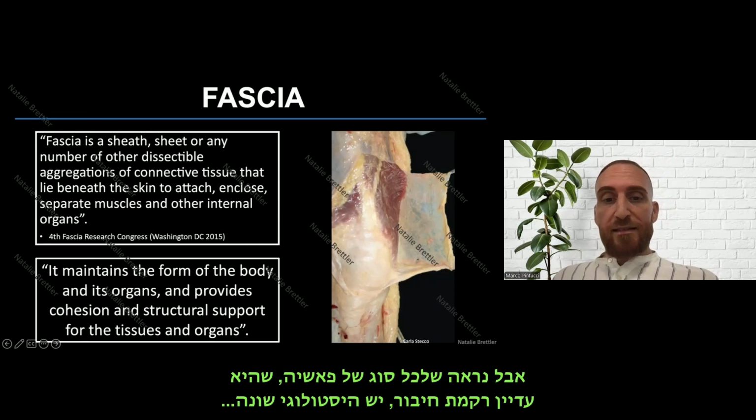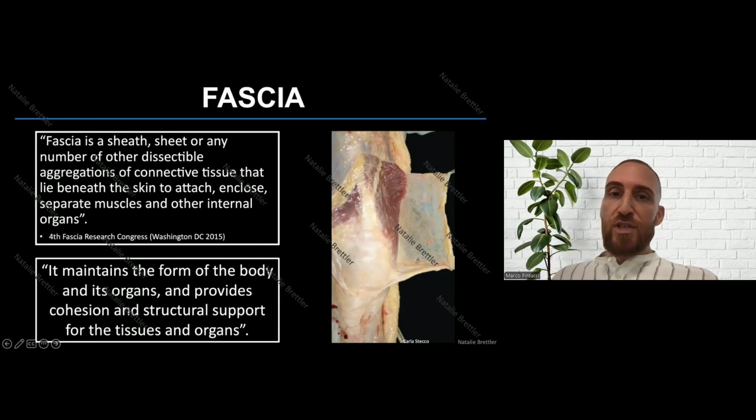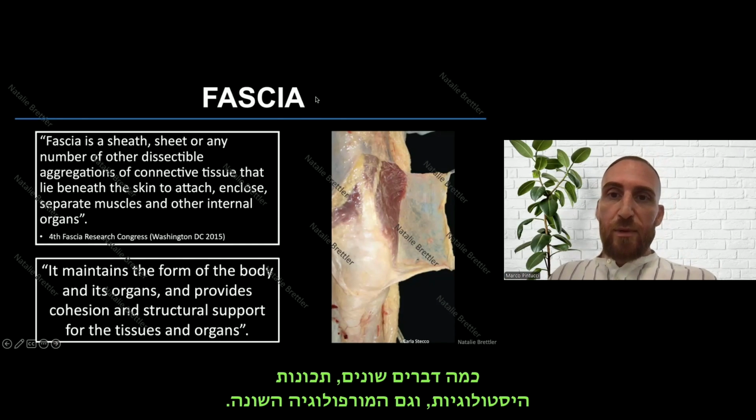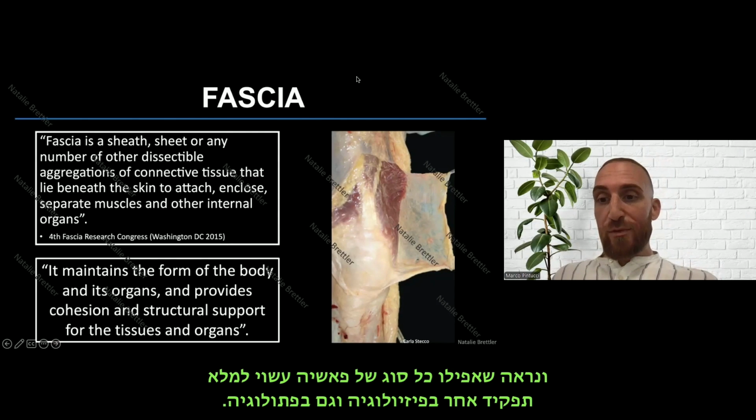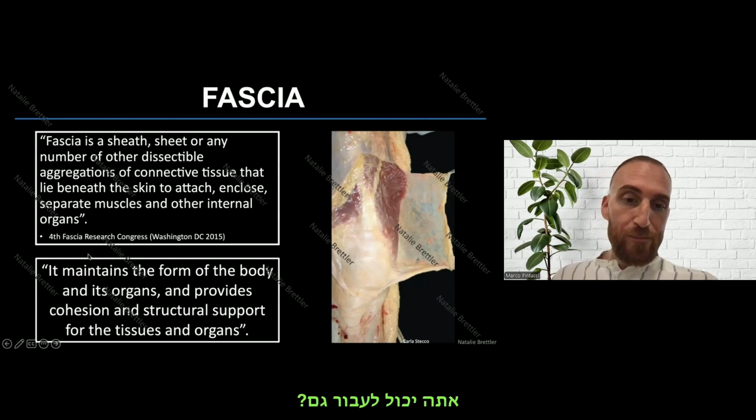But we will see that each type of fascia, which is still a connective tissue, has different histological features and also a different morphology. And we will see that even each type of fascia may play a different role in physiology and also in pathology.